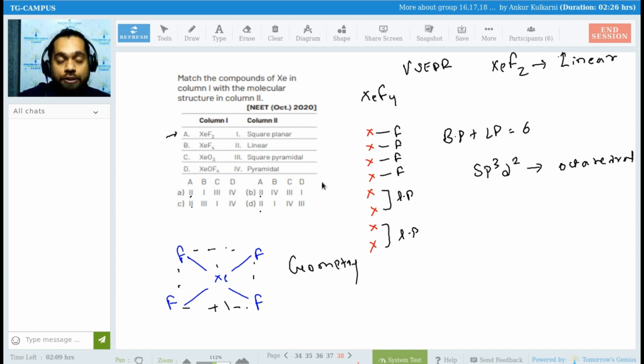Yeah. For pyramidal, that is what I was saying, you require an extra element over here, no? Then only it can become a pyramid. So for the XeF4, we have square planar. So 2, 1. Okay, so this is eliminated. This is eliminated. What is the C?